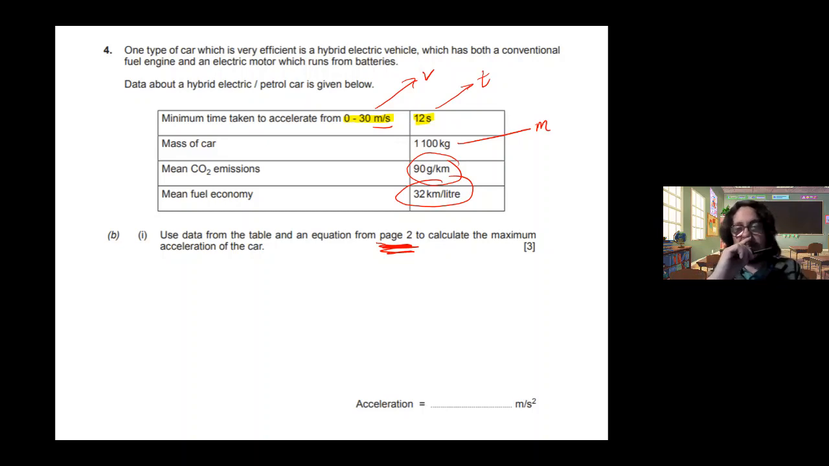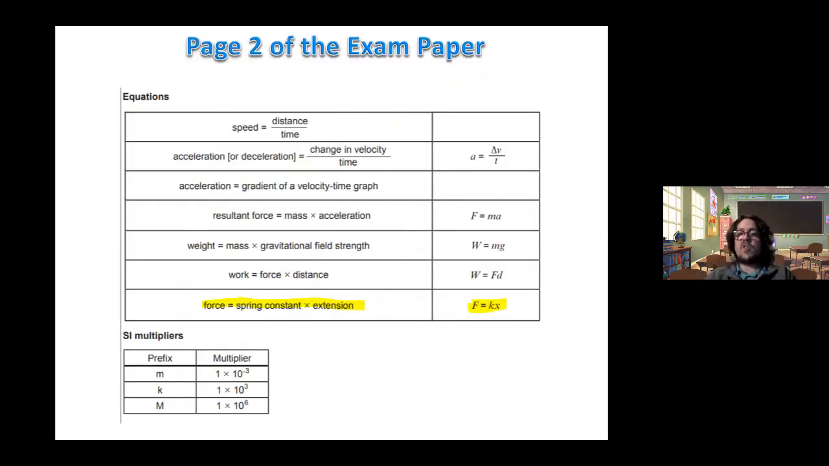Anyway, acceleration equation, page 2. A equals. Right, what am I going to do? First of all, you go hunting on page 2. So I have to look for equations with A in them. Equations containing the letter A. Okay, what have we got? Oh no, we've got two equations containing A in them. What are we going to do?